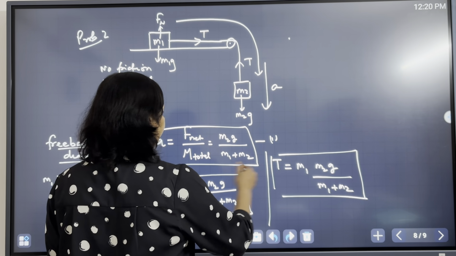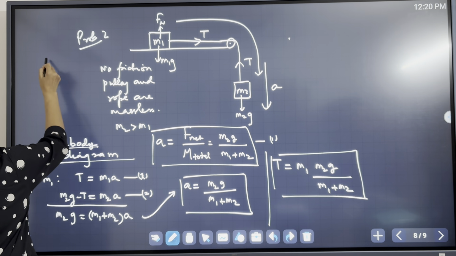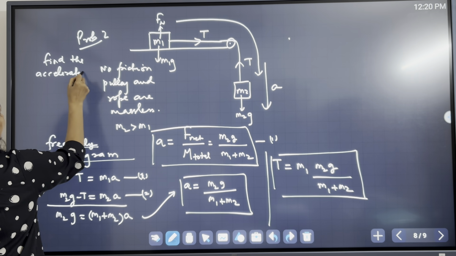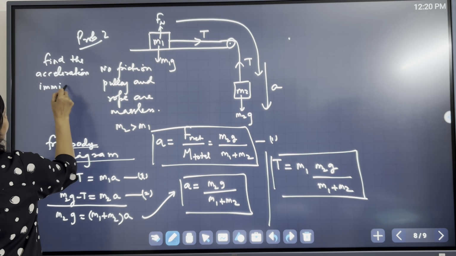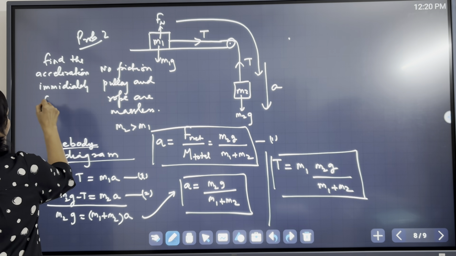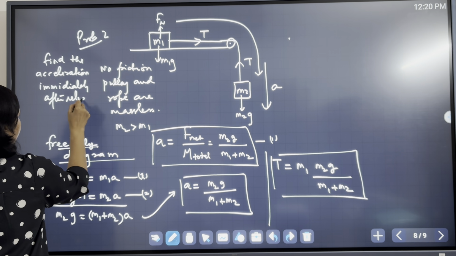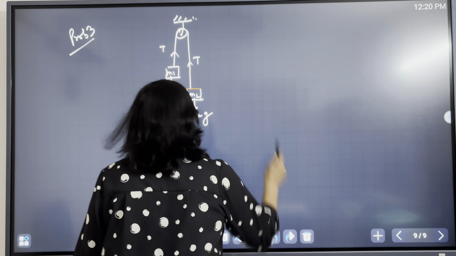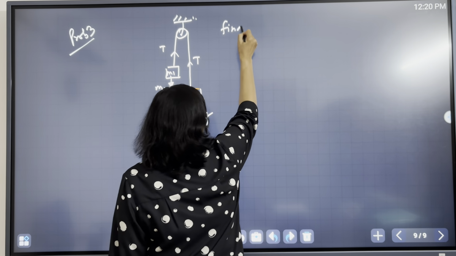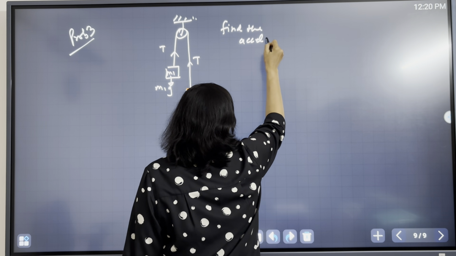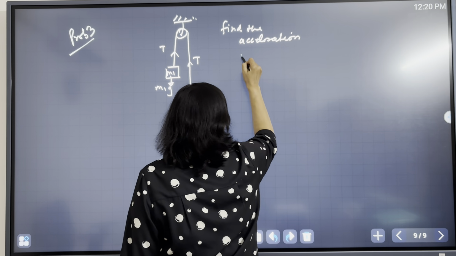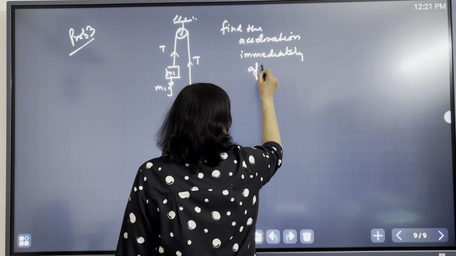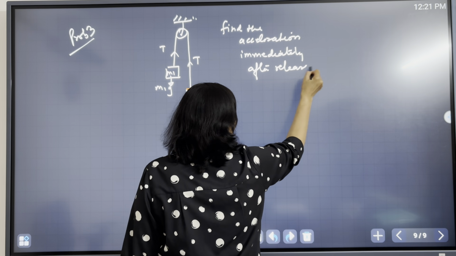So for example, here the question is find the acceleration immediately after release. Okay. Here also you have to find the acceleration immediately after release. Okay.